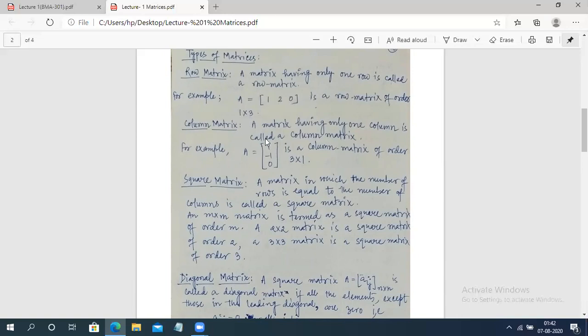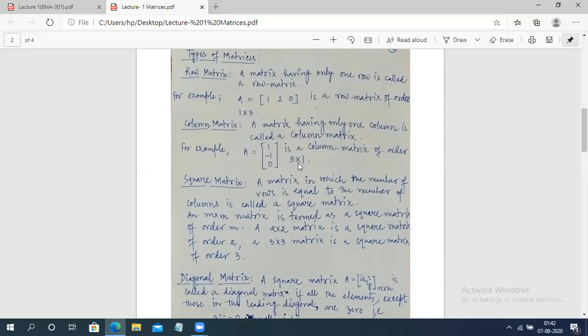Column matrix, a matrix having only one column. It may have any number of rows, but if it has only one column, then that matrix is said to be the column matrix. For example, A is 1, minus 1, 0. Okay, this is the way we write a matrix. A is a matrix in which how many rows are there? 3 rows, 1, 2, 3. So 3 rows, but the column is only 1. So this is a column matrix.